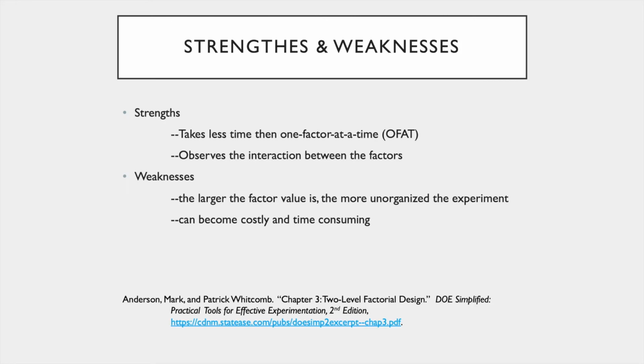Some of the strengths of the experiment is that it takes less time to conduct a factorial experiment than using one factor at a time, and it reveals the connection and effects that the factors have with each other. Some of the weaknesses are that the larger the values the factor is, the more unorganized the experiment can be, and the more runs there are, the more money and time it takes to run the simulation. When this happens, it's best to use the fractional factorial experiment as opposed to the full factorial experiment.